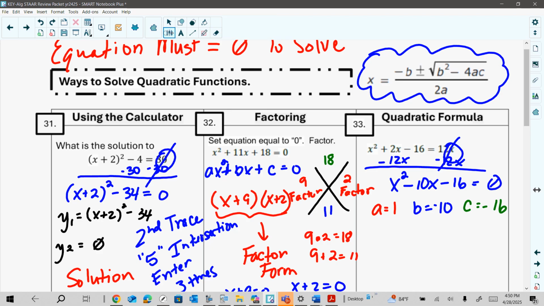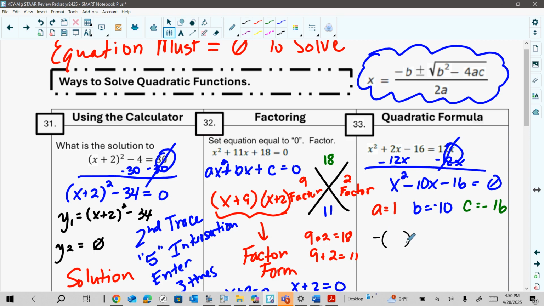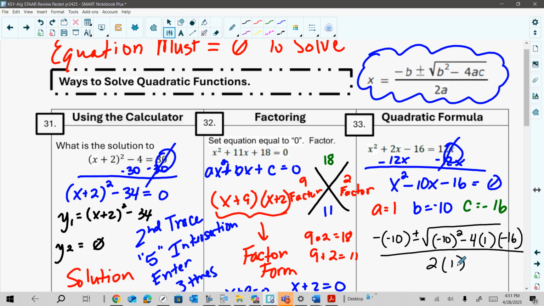So when I do that, we're going to start off with the negative B. So we do negative and then do parentheses to plug everything in. So this is a negative. Inside that is 10. Then we do plus or minus. Then we're doing our square root. Underneath the square root is B squared minus 4AC. So parentheses negative 10 squared minus 4 times A, which was the 1, times C, which is the negative 16, all over 2A, which is 2 parentheses 1.